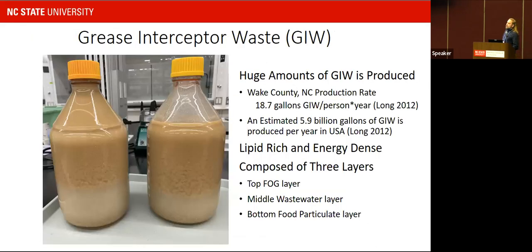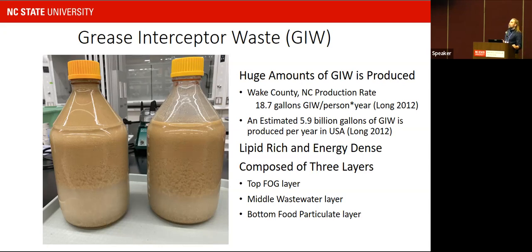Once the grease interceptor is pumped out, the waste product that is produced is called grease interceptor waste, and we produce a huge amount of it. Here in Wake County, we produce almost 19 gallons of grease interceptor waste per person per year. And if we think about this on a national scale, it's almost 6 billion gallons of grease interceptor waste. So we have lots and lots of this lipid-rich, energy-dense waste stream that we have to figure out something to do with.